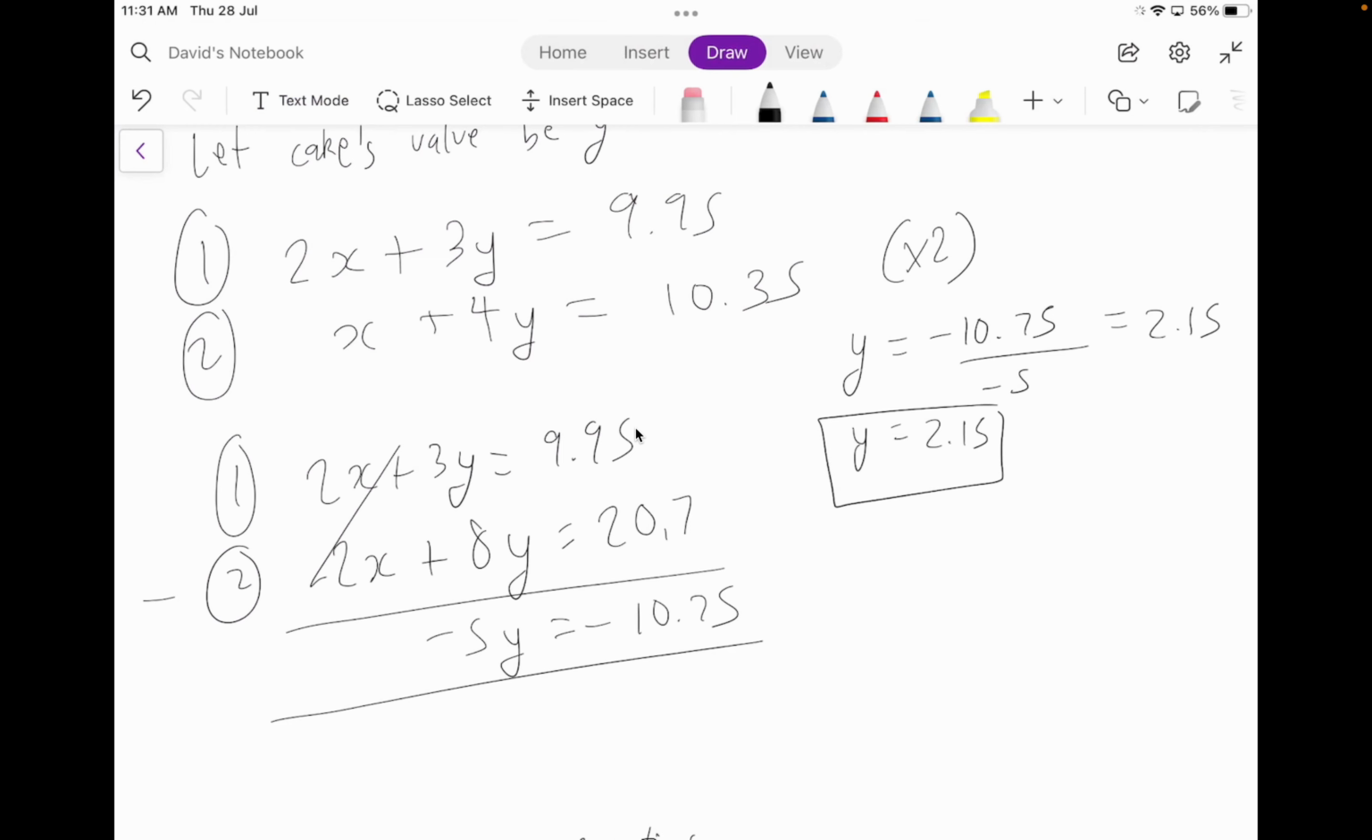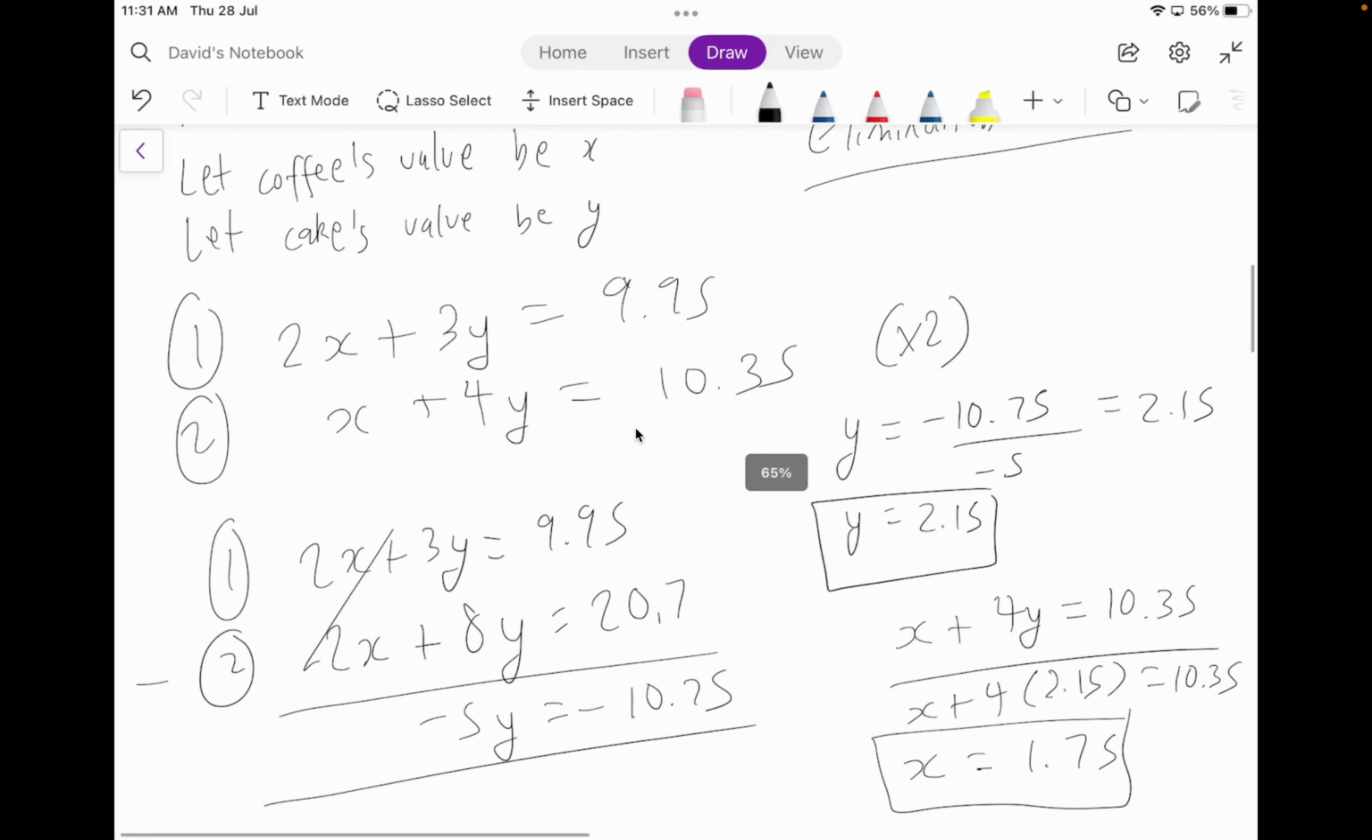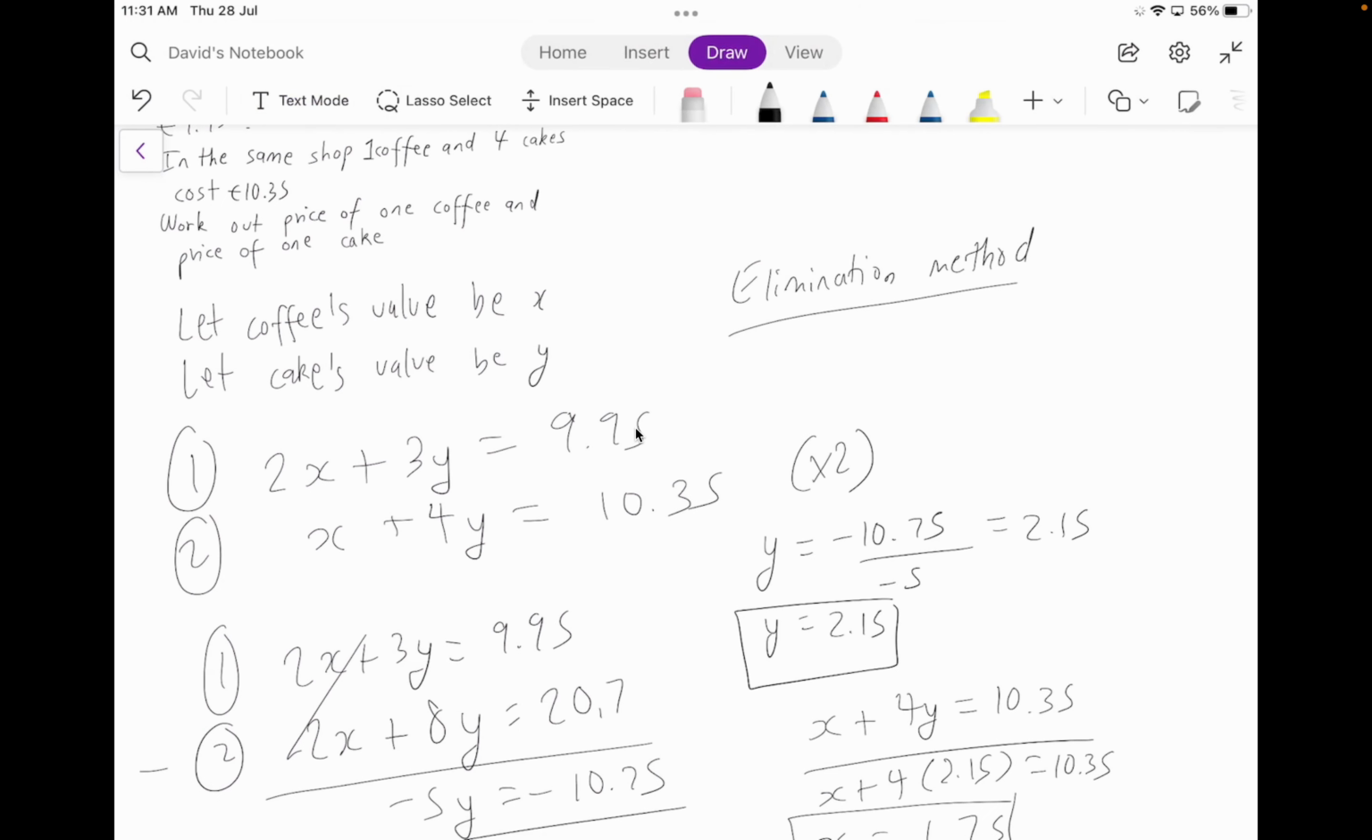Now you're just going to take any equation, either 1 or 2. I'm going to choose the second equation: x plus 4y is equal to 10.35. We're going to substitute the value of y into this equation, so you have x plus 4 times 2.15. I'm going to show you all the steps so that you can understand clearly how to approach these types of questions. For the brackets, I'm just going to use a calculator, because it's much faster. So x is 1.75. We have found the price of 1 coffee, and we have found the price of 1 cake.